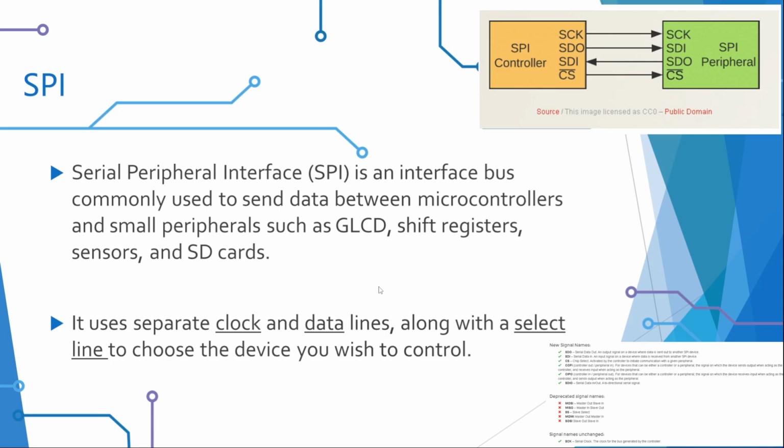So what is SPI? Serial Peripheral Interface. It's an interface bus. It's used between microcontrollers and a GLCD, shift registers, sensors, serial cards. The SD cards are serial SPI devices. And it uses a clock line, a data line, and a select line, which means that you can have multiple devices that you can control. So you can talk to a device or multiple devices, but not at the same time, by using the control line or select line.